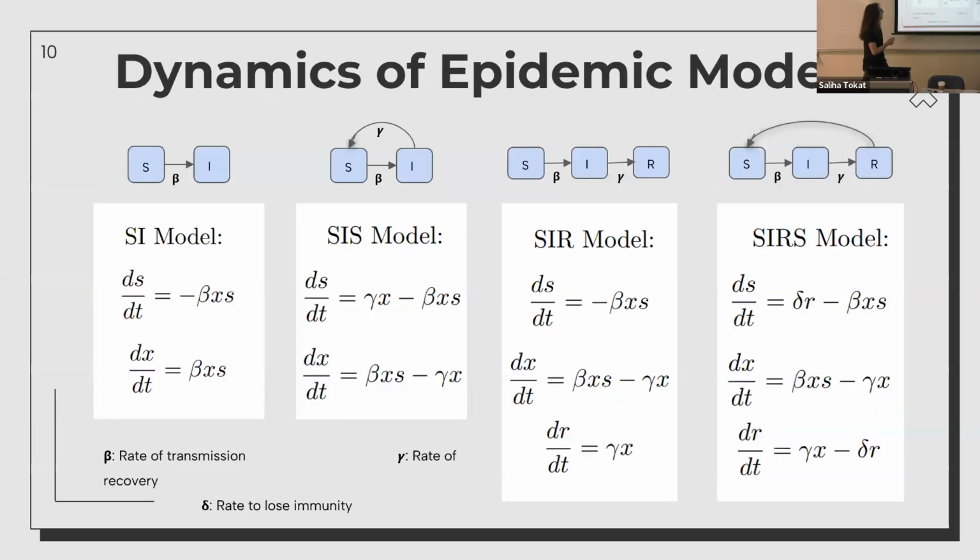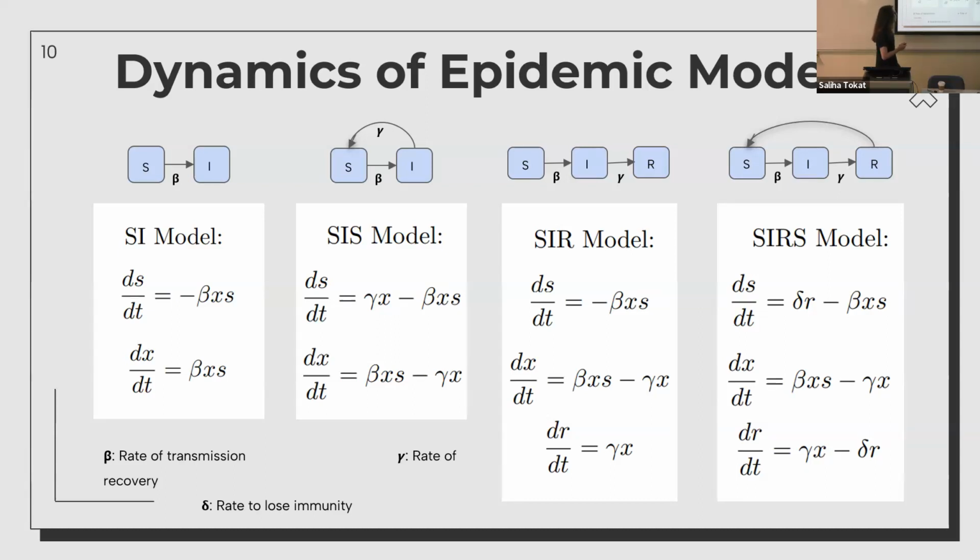The dynamics of the model is represented by some constants. Beta is the rate of transmission, gamma is the rate of recovery, and delta is the rate at which we lose immunity. Beta is given there. It will be x and s, representing some sort of relationship between infected people and susceptible people. Gamma represents basically how fast infected people recover from the disease, and there is delta in the SIRS model. It represents the rate at which we lose our immunity to the disease.